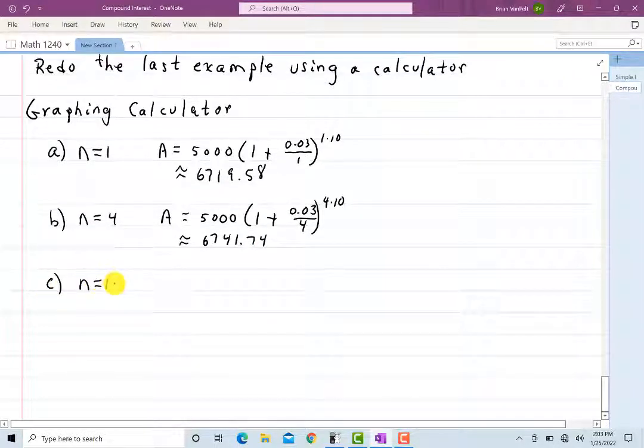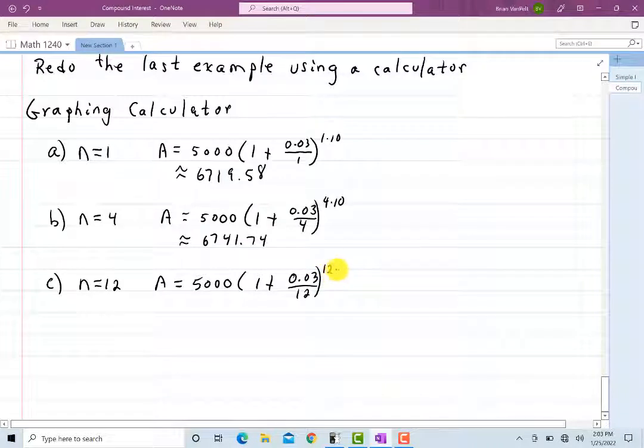Here n was equal to 12, so our formula looked like A equals 5,000 times 1 plus 0.03 divided by 12 to the 12 times 10.